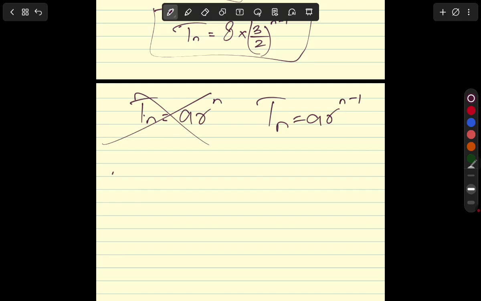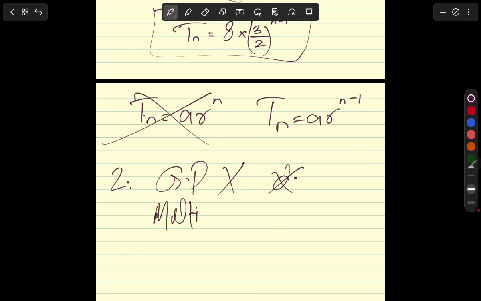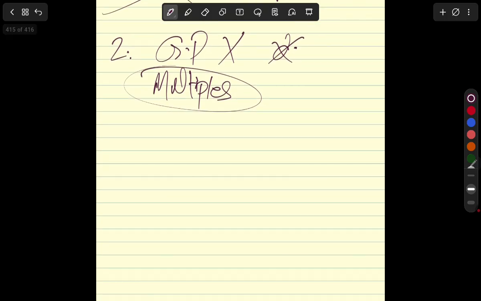The second mistake is that they take differences instead of ratios. A geometric progression will never ask you for the difference. It always asks you for the multiples. The multiple could be greater than 1 or less than 1. It can never be 0, and it can never be 1, because if the common ratio is just 1, then all the subsequent numbers are going to be identical, right?